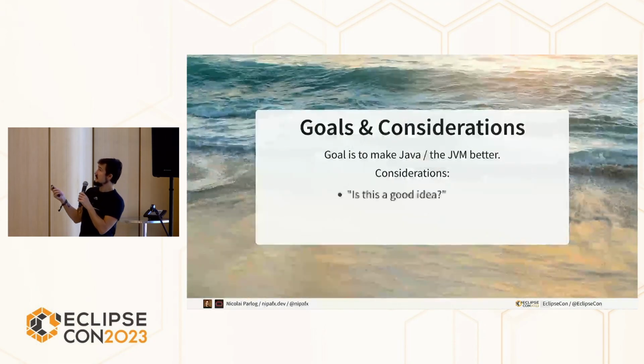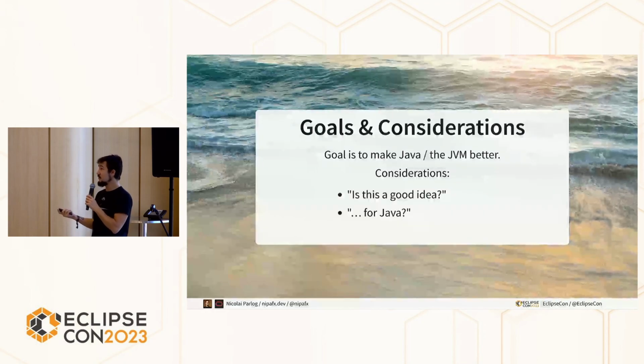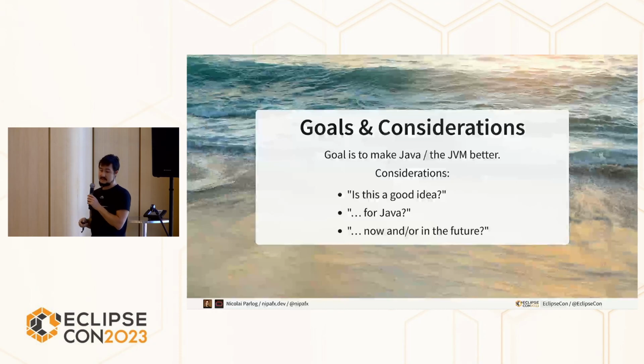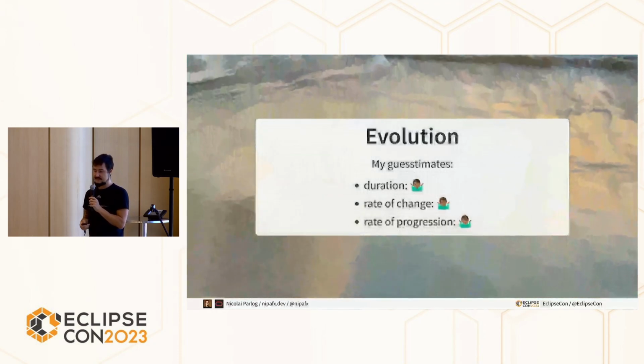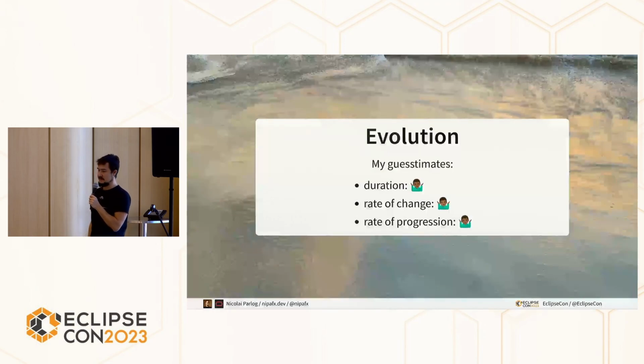So actually, I think I went through a bunch already just now. So the consideration is: is this a good idea? Is this a good idea for Java specifically? And is it a good idea now? Or do we need some other features before that or in the future? And if you try to guess any of this, it's terrible. I didn't even try. This is just up there, right? As I said, nobody can count how many ideas people had about Java.